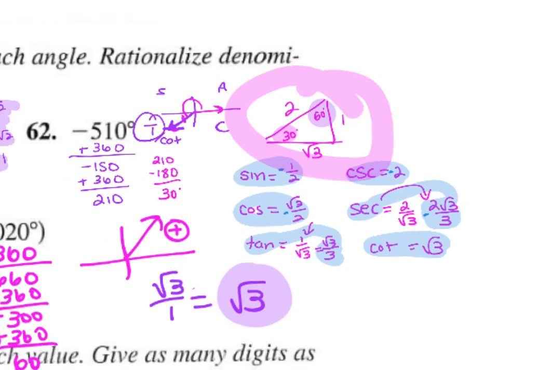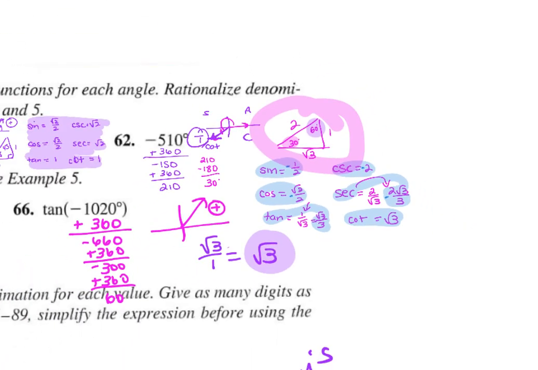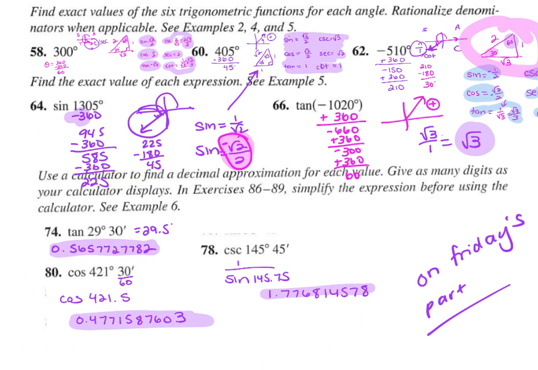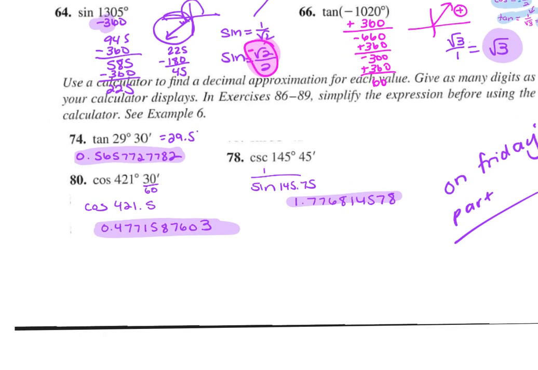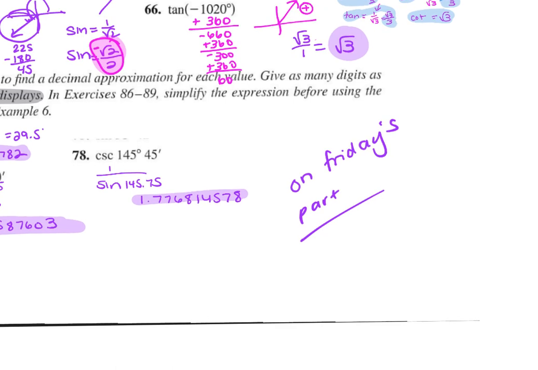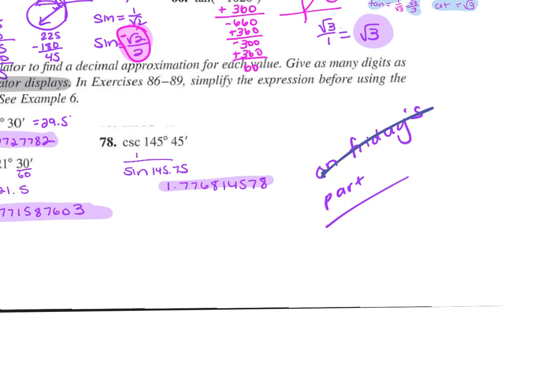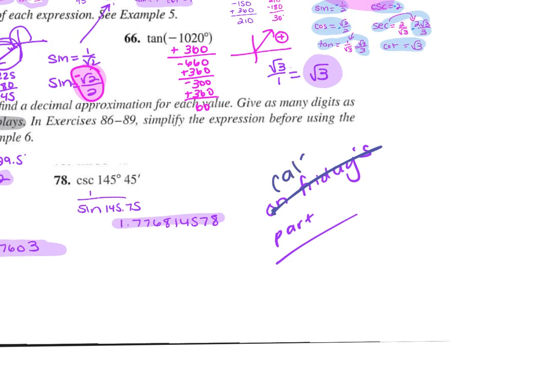So that's the non-calculator part. 64 and 66 are pretty similar, it's just that it's only asking for one of them. Then we switch to the calculator part. So calculator, when you get to 74, 78, and 80. And this says Friday's part, but they're both on Thursday. But it's on the calc part.